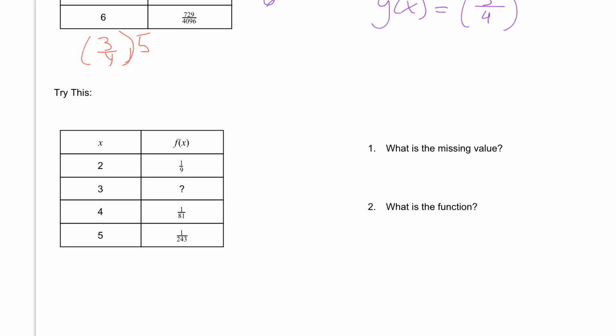If you did try this correctly, your missing value should be 1 over 27, and your function should be f of x equal to 1/3 to the x, making sure you do have the parentheses around that fraction. Questions, let me know.